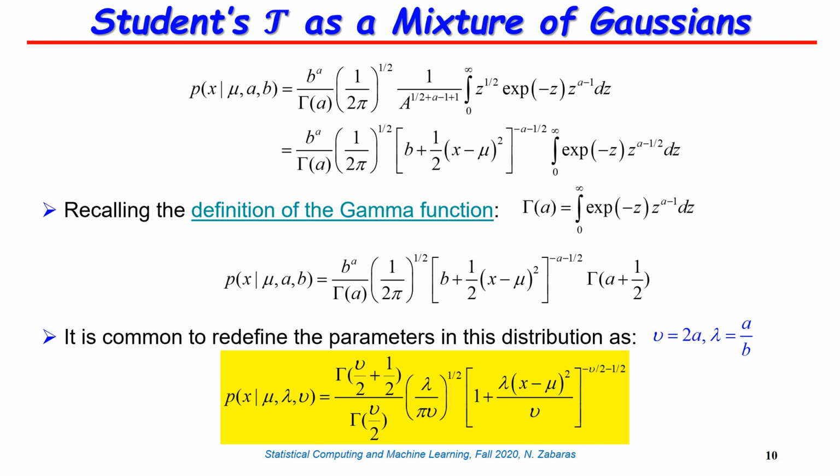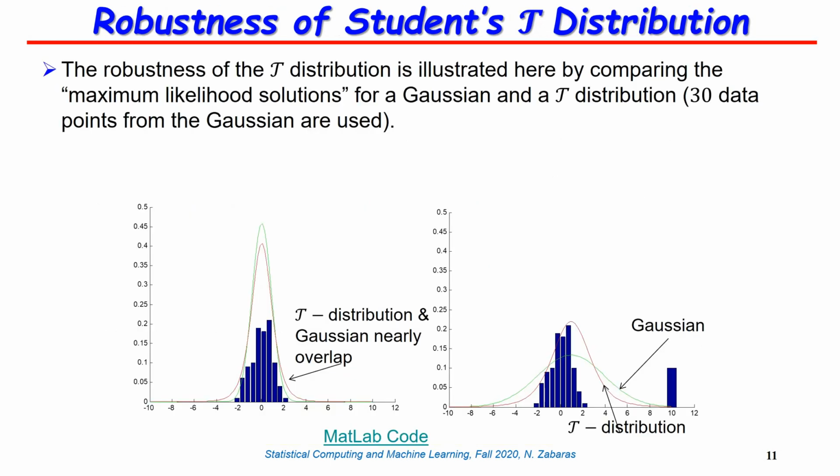So let me show you now a little bit about the robustness of the student T distribution that I mentioned before. What I'm going to do is take a Gaussian and a student T distribution and a bunch of data that you see here with a histogram. When all the data look nice, both the Gaussian distribution and the student T distribution look very close to each other. Of course, the student T distribution that you see here has heavier tails than the Gaussian, but both of them do a very good fitting to the data set.